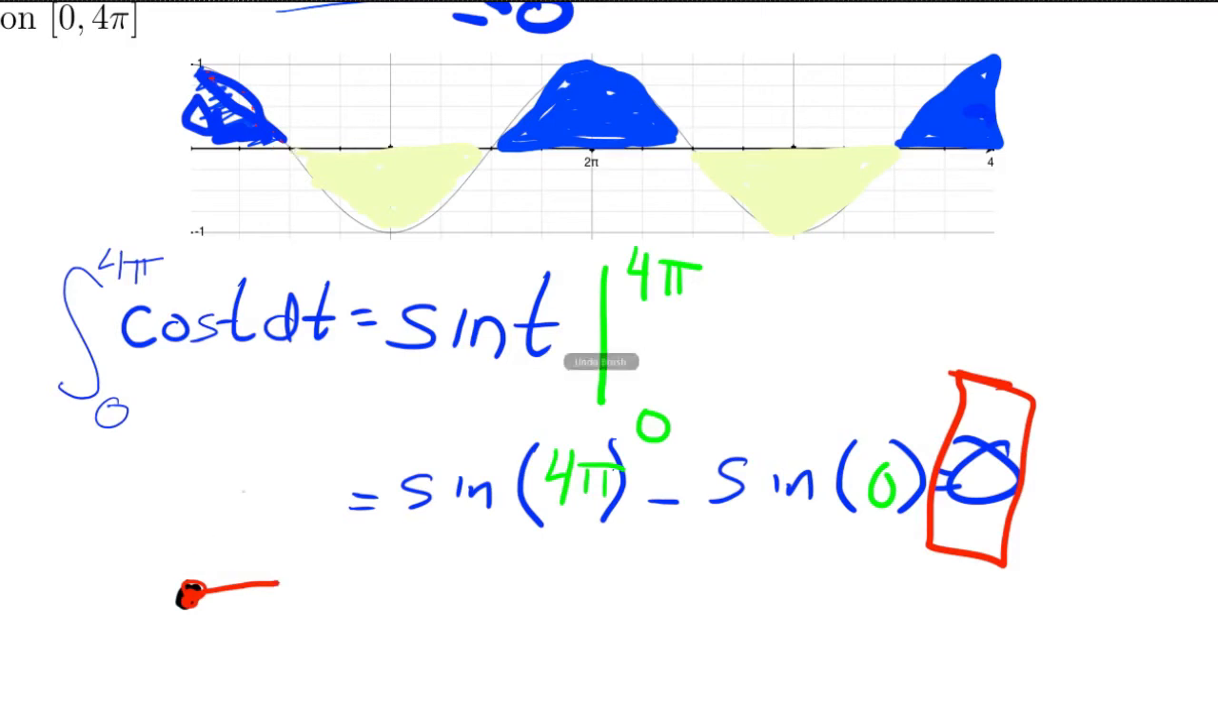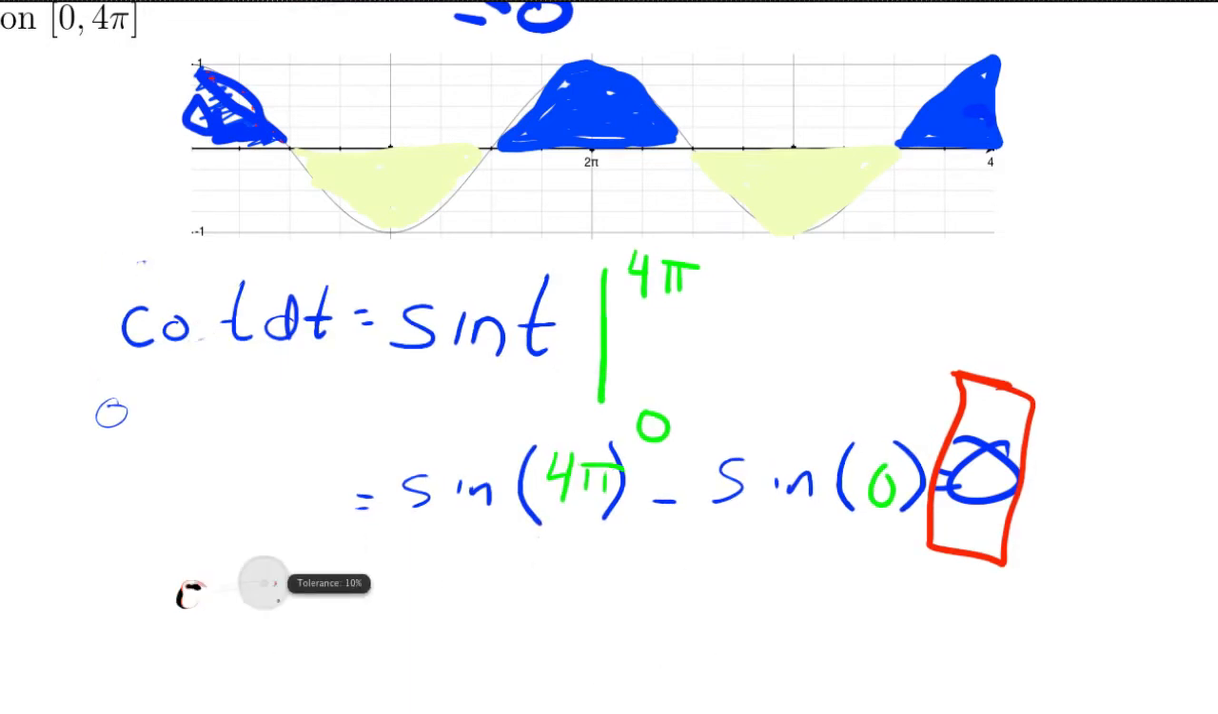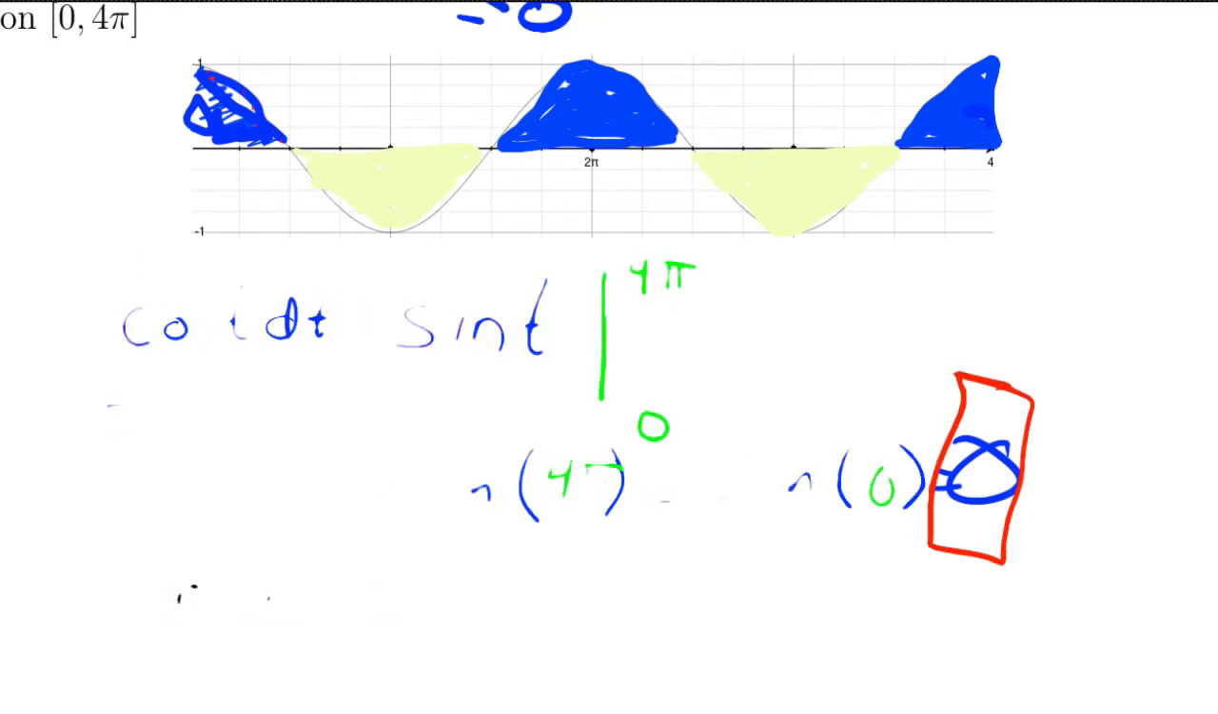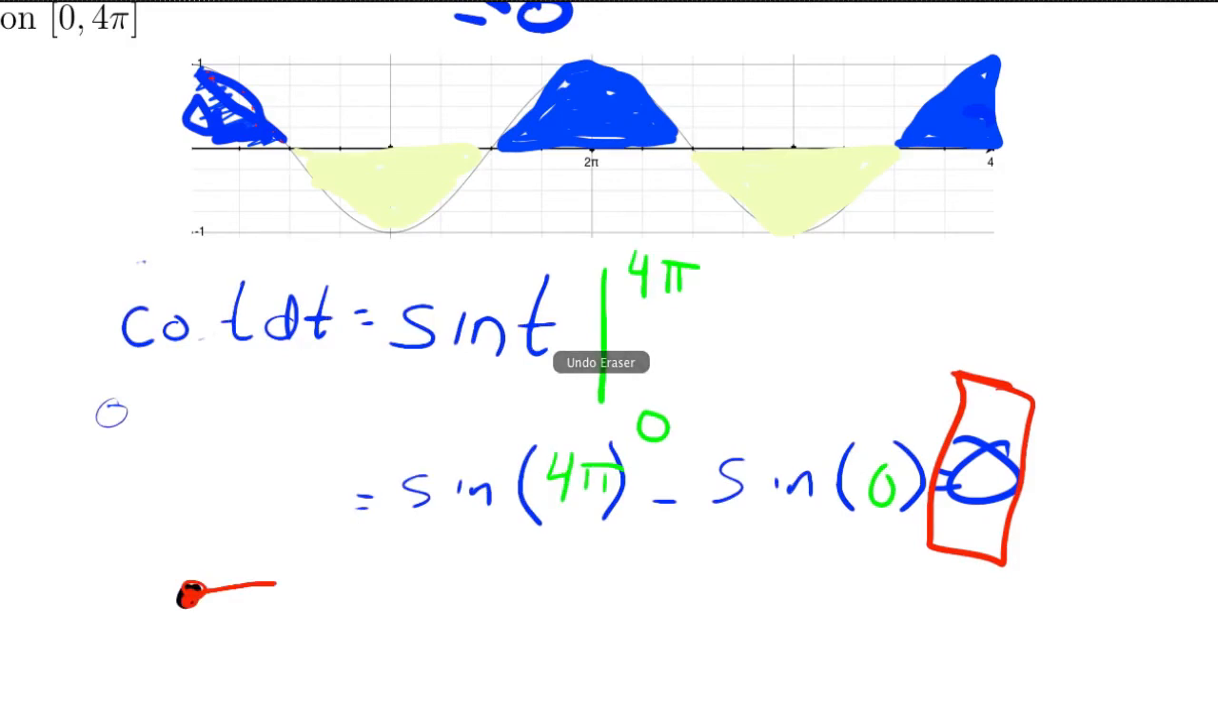Actually, let me change the color. Let me change the color. Oh. I don't like that eraser. Oh. All right, give me a second. This eraser's too special. Oh my gosh, I erased everything.